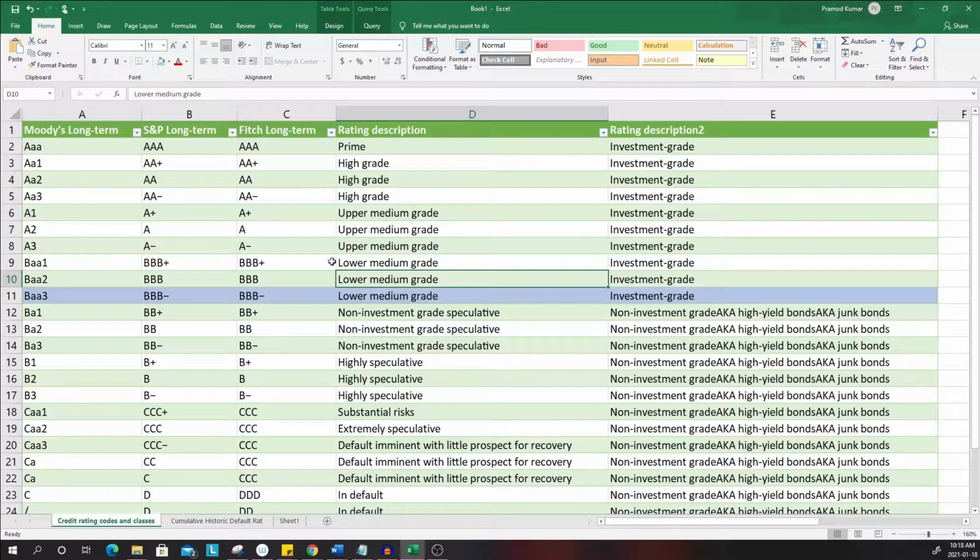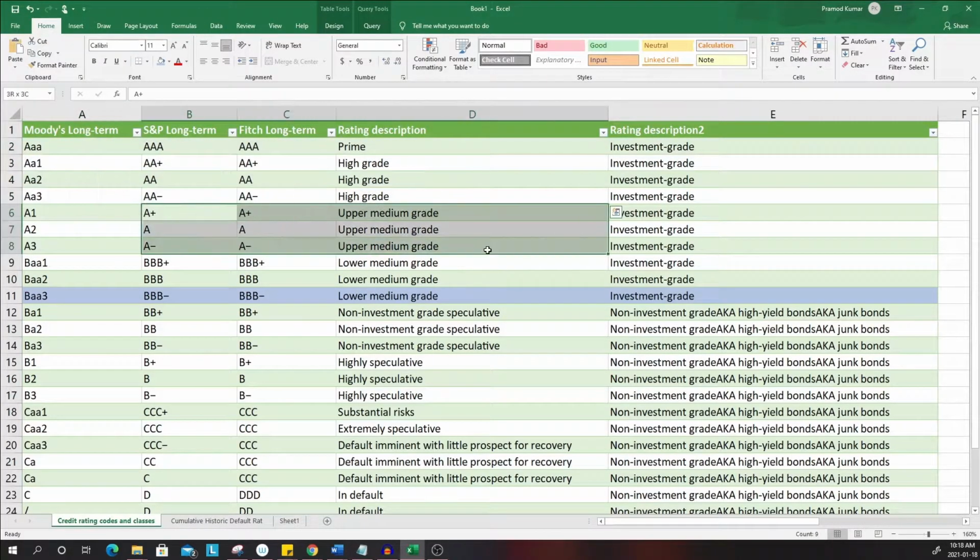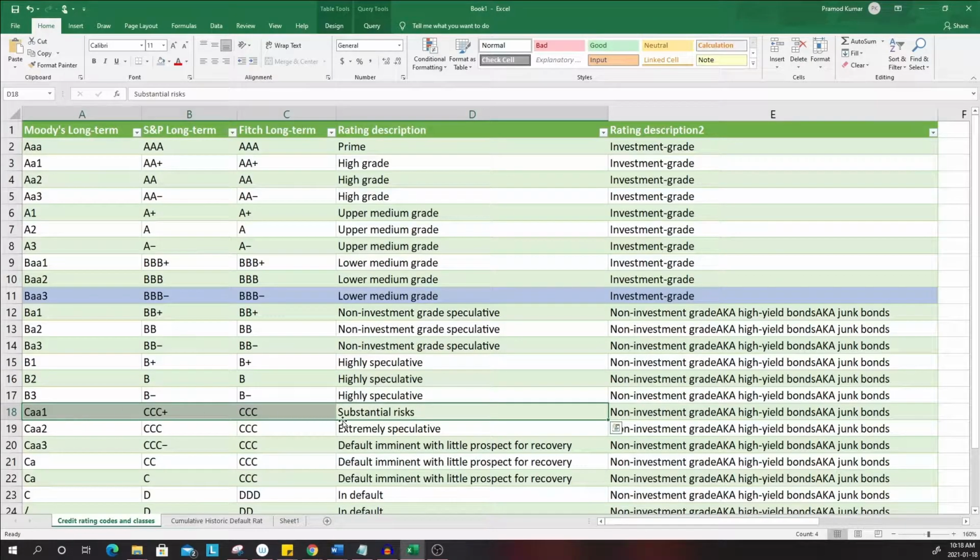Even investment grade is further divided into upper, middle and lower. The idea is the same: this is the best quality, with no default. This can have some chances of default, and this is the lowest quality but still investment grade. And the same thing here on non-investment grade: this is highly speculative, and this is huge in terms of risk. So the lower we go, the higher the chances of default.